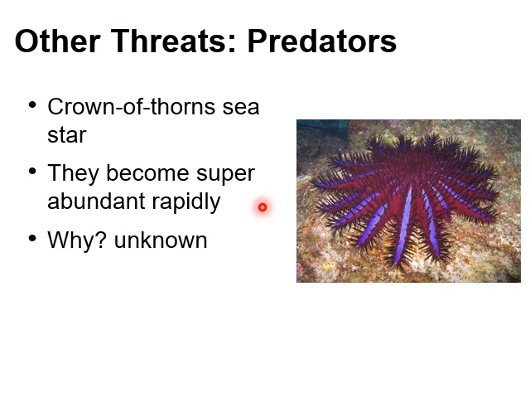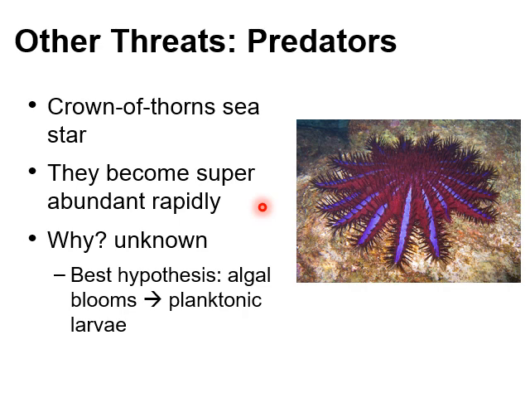So why this happens is not completely well known. This may in fact just be a natural phenomenon, that these sea stars will be not really present and then they'll be super abundant super rapidly. Probably the best hypothesis as to what's going on here has to do with algal blooms. When there's a big bloom of phytoplankton, a big bloom of things like diatoms and dinoflagellates, the planktonic larvae of these sea stars can become more abundant because they have more food available to them. However, whether that is why these things actually bloom in abundance is not completely well known yet.